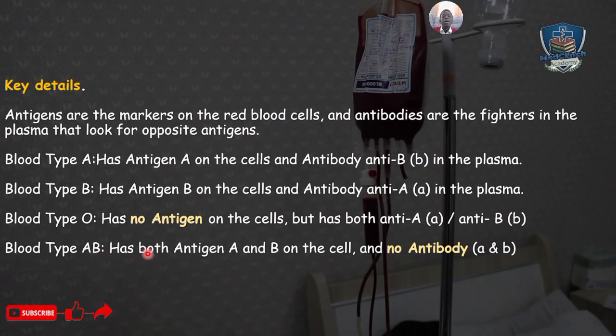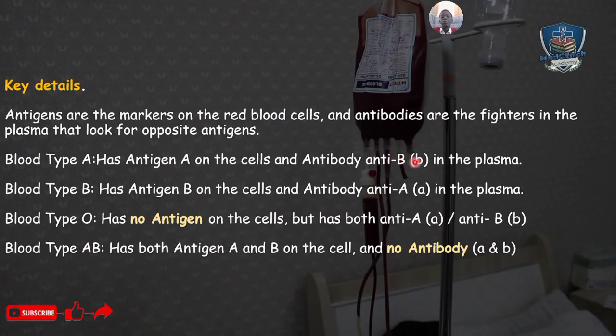Number two, what you have to know is that every blood type also presents with an antibody. For instance, blood type A has antigen A on the cell, but the antibody works against antigen B, so there will be antibody B in the plasma. So antigen A on the red blood cells and antibody B in the plasma. This antibody is named anti-B because it's against antigen B. Anti means against. So anti-B means it's against antigen B.